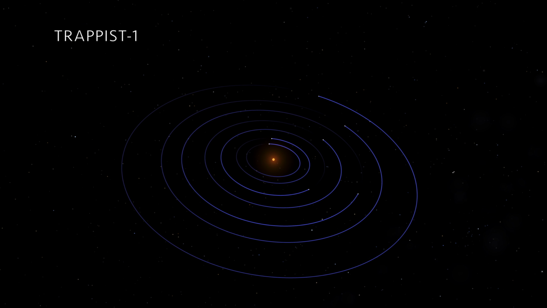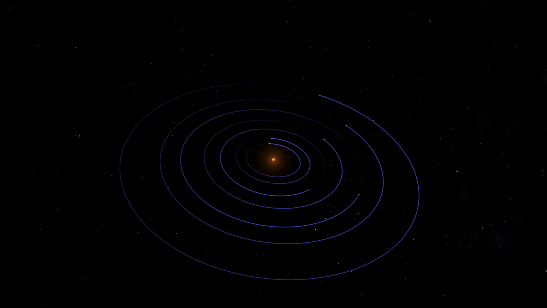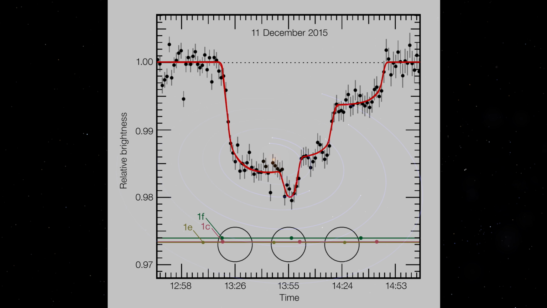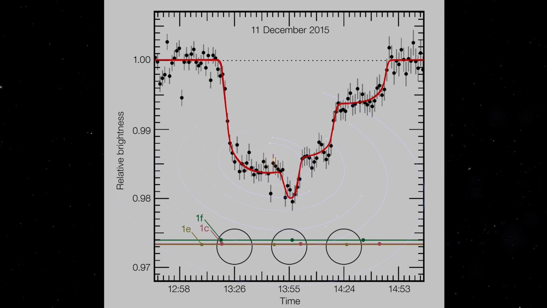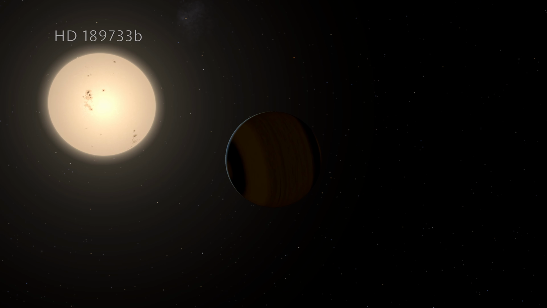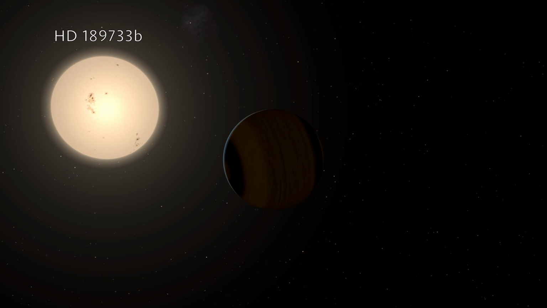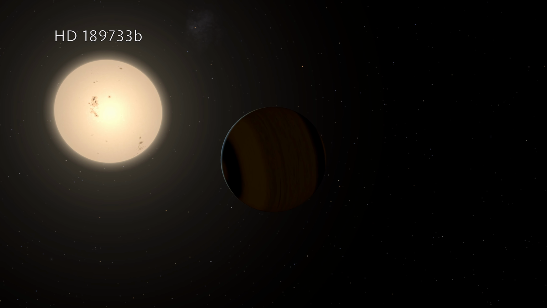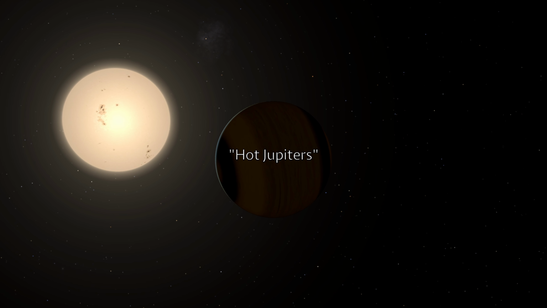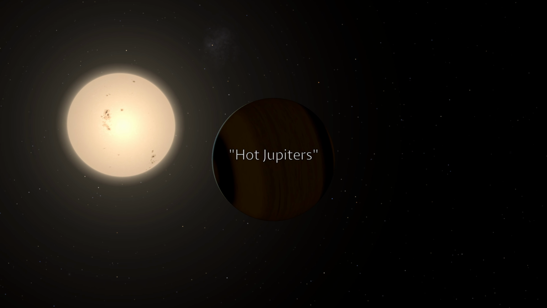If there are several planets, these dips in brightness would be added to each other, and scientists can use algorithms to isolate these transits and attribute them to particular planets like they did for TRAPPIST-1. This method works especially well for stars that have very large planets orbiting extremely close to them. These planets are called hot Jupiters, and I have a full video explaining them in more detail if you're interested.